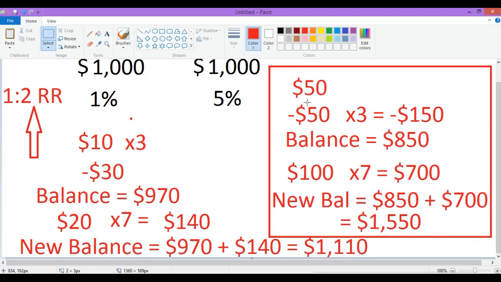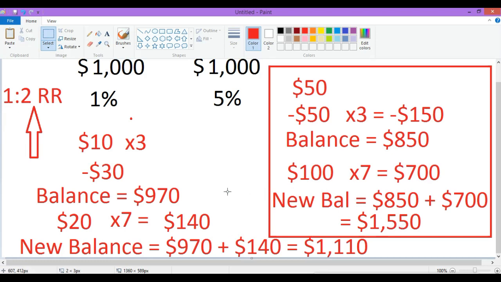Now using 5% risk, we have $50 that you've risked for each trade. The first 3 trades ended up in loss, so you lost $150, which leaves you with a balance of $850. Now from our risk to reward of 1 to 2, you took the next 7 trades and ended up making profit double of what you lost on each of the other trades. So now you have $700 in profits. We add it to your old balance of $850, and we have a new balance of $1,550. So you can see that even with the losses, you can still stay in profit.